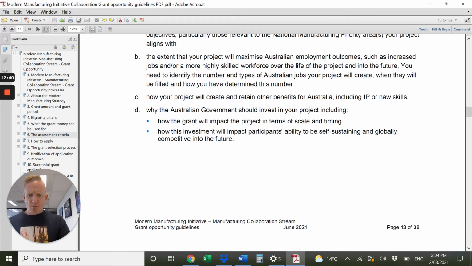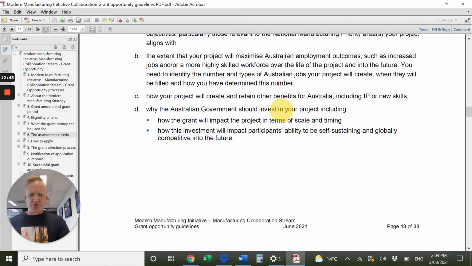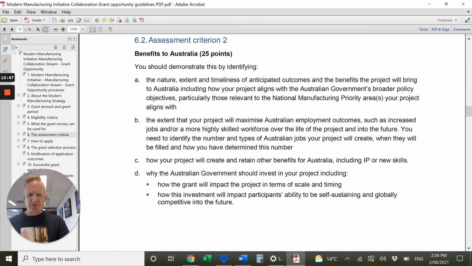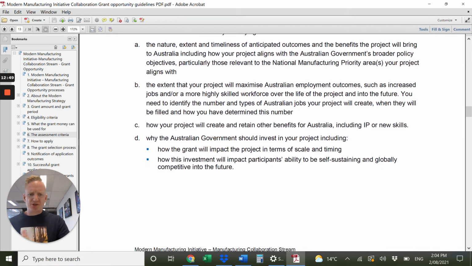And why the Australian government should be investing in your project. That will then relate back to the national manufacturing priority. So once again, very much a similar question, just asked in a different manner. So you've got to try to repeat yourself without actually repeating yourself.